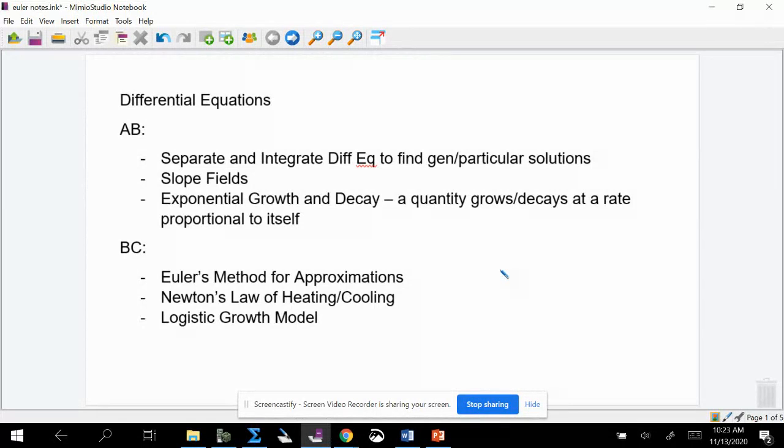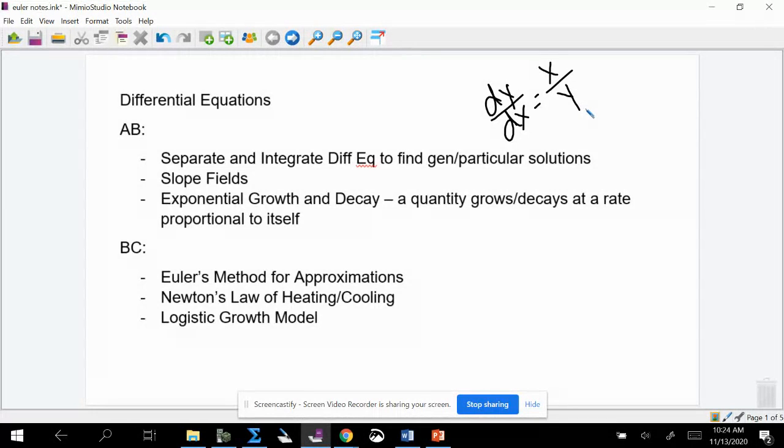So in AB, the primary thing we did in differential equations was the very first bullet point. We worked with separate and integrate. We were looking at differential equations, just to give you an idea, something like dy/dx equals x over y, where it was a differential equation in terms of both x and y. Our job was to separate and integrate. We did a lot of cross multiplying. It was very algebraic so that we could come up with a general solution.